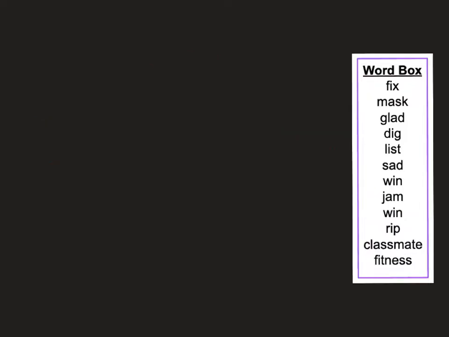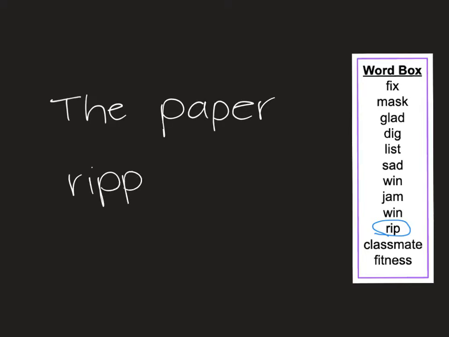All right, please write this next sentence. I'm going to use the spelling word rip, but I'm going to make it past tense. So it's going to be something that happened in the past. Our sentence is, the paper ripped. So I had to add another P. That's something that we will talk about in the future. But this made it past tense. It's something that happened in the past. So the paper ripped in half.